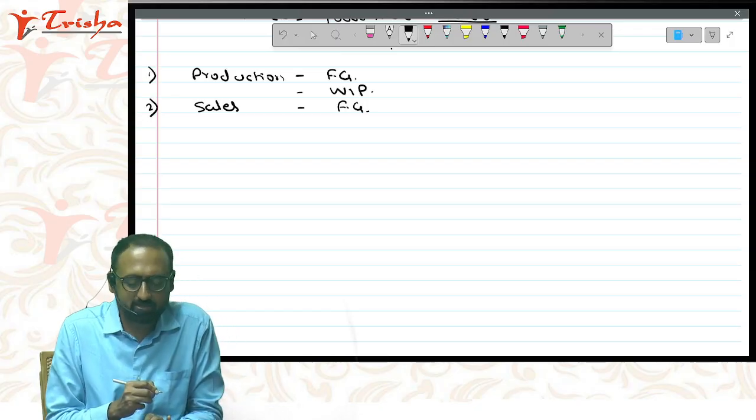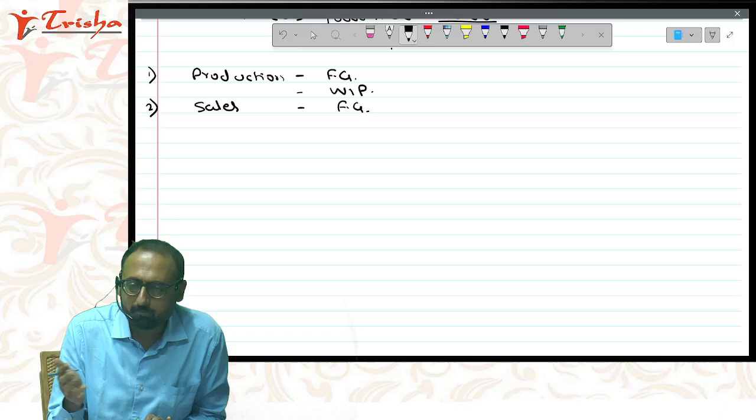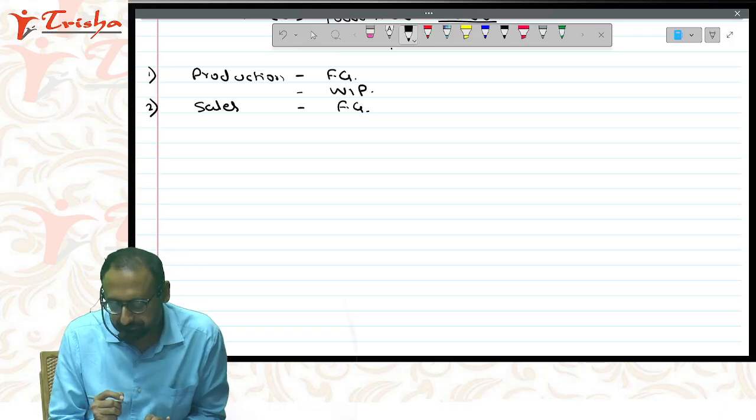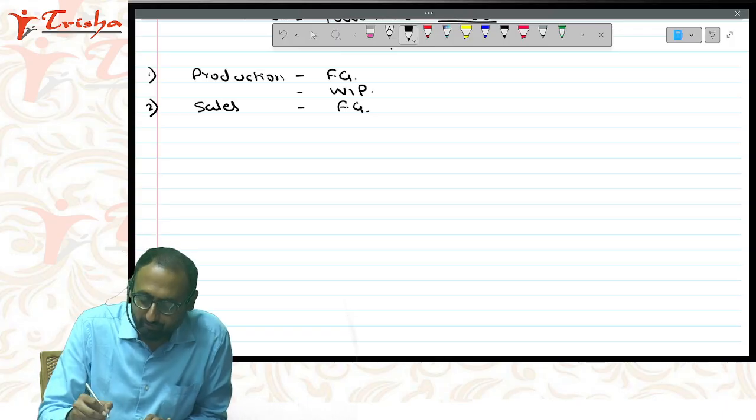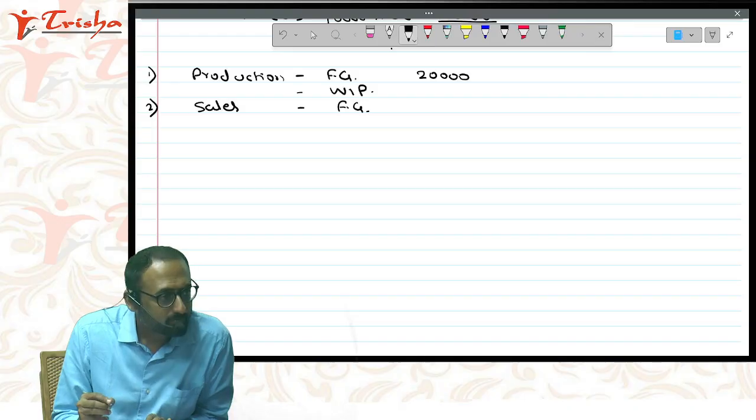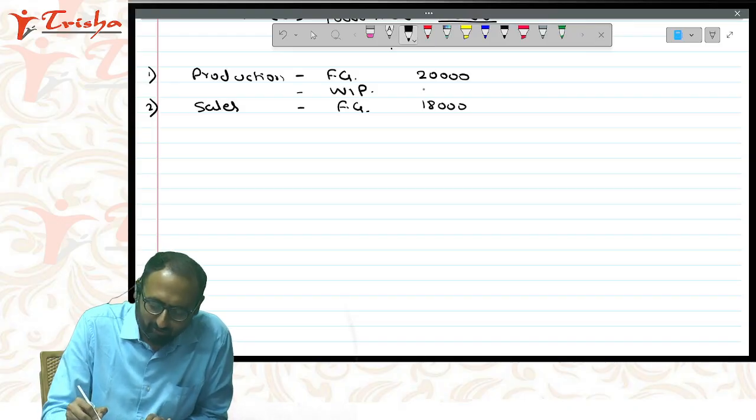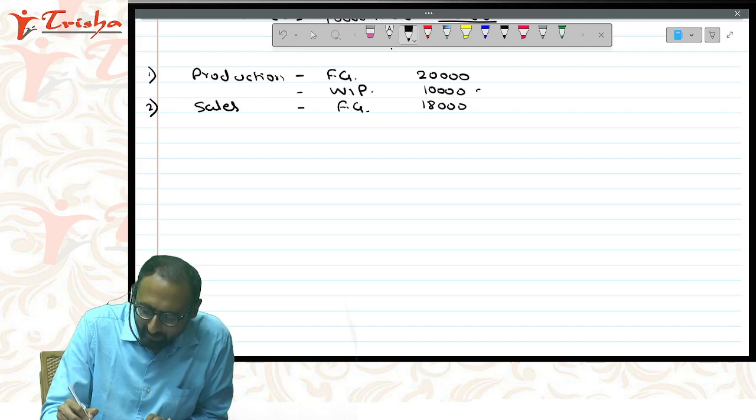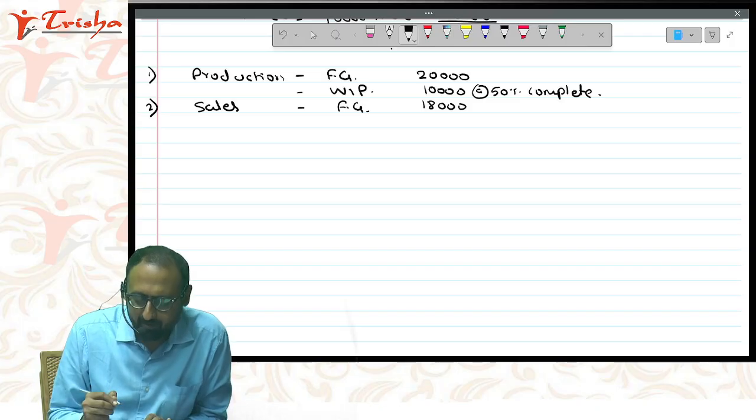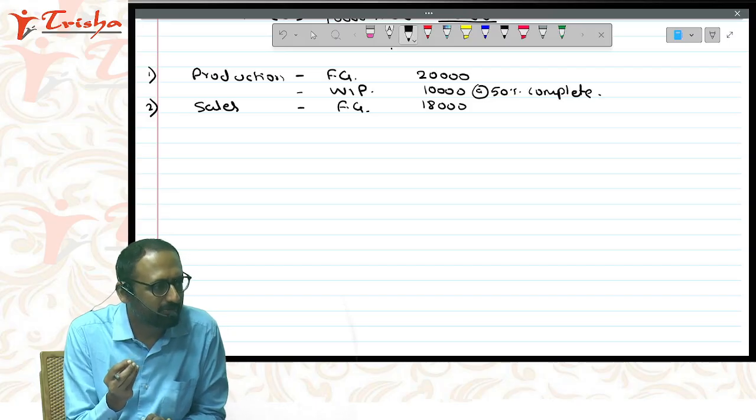Which two pieces of information are written here, Saji? Production of the finished goods and work in progress, closing stock of work in progress, sales of the finished goods. Production of finished goods is 20,000, sale of finished goods is 18,000, and closing stock of work in progress is 10,000, which is 50% complete. Now take a calculator and tell me how much will be the equivalent units.